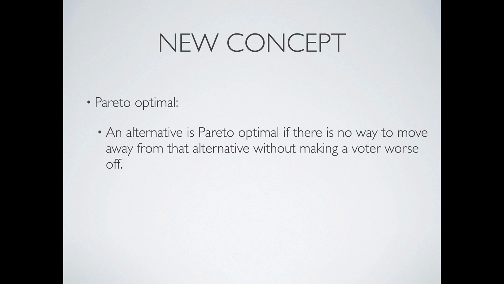So we're going to start with a new concept for this class, and it's a concept called Pareto optimal, all right? So an alternative is Pareto optimal. An alternative in the space is Pareto optimal if there's no way to move from that alternative without making a voter worse off. In other words, there's no way to move from that alternative without going downhill on someone's utility function. All right. So you are at a Pareto optimal point when if you move, you make someone worse off, at least one person worse off.